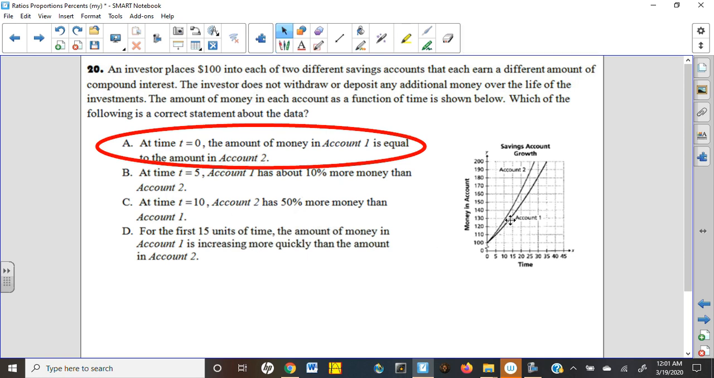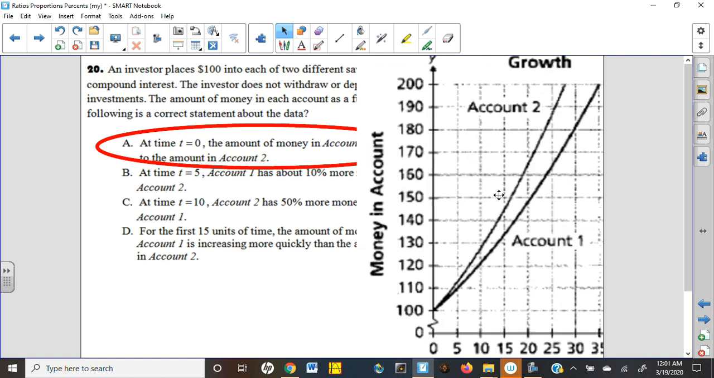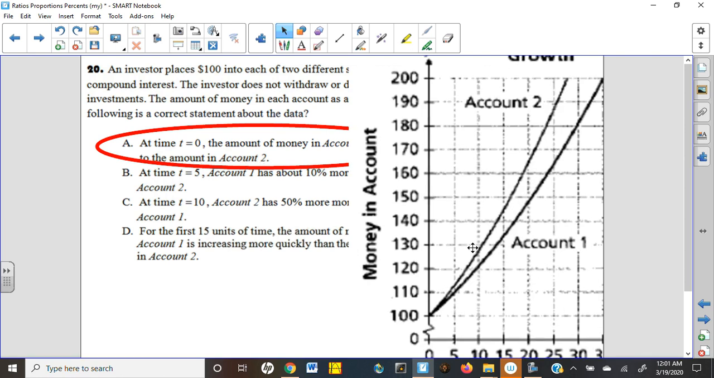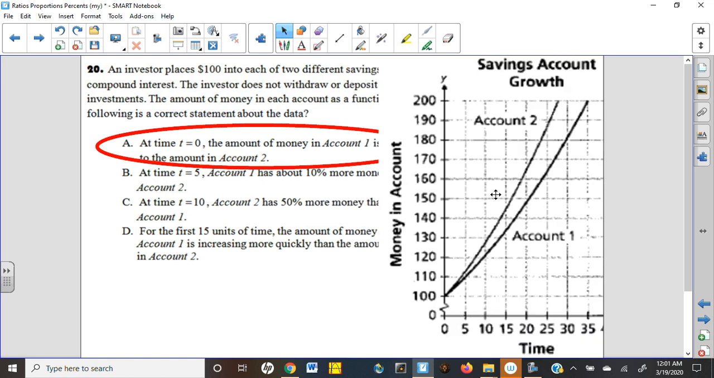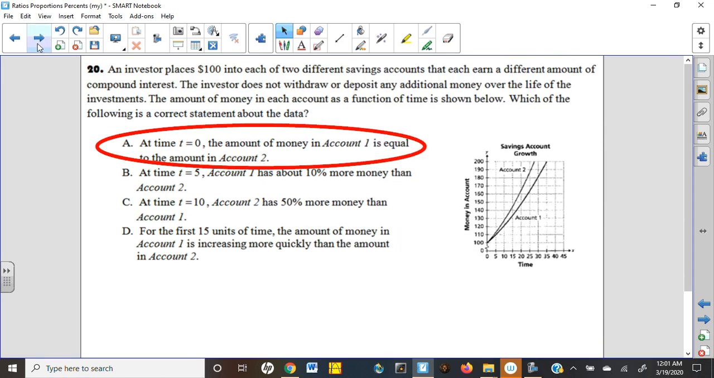And then finally, for the first 15 units of time, the amount of money in account 1 is increasing more quickly than account 2. And we already saw that that's not true. Account 2 is very quickly above account 1 and making more money as we go. So it looks like the only possible true answer is A.